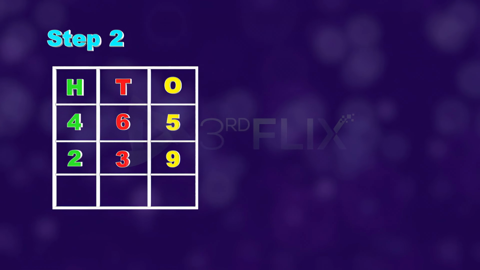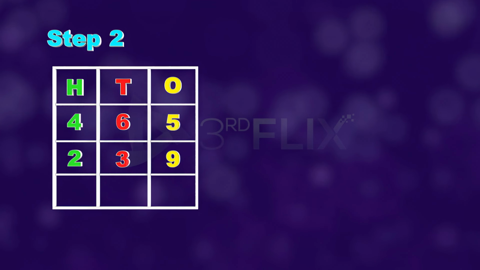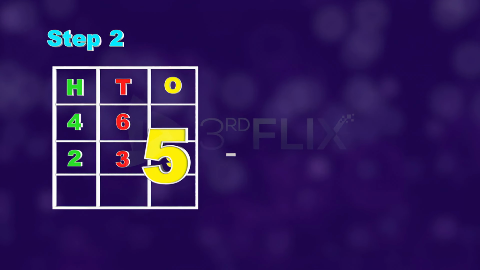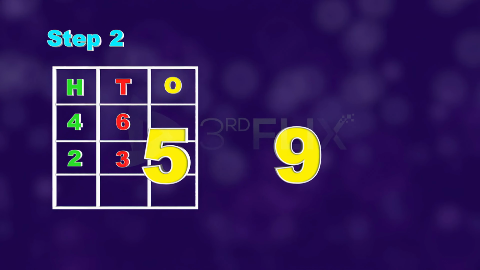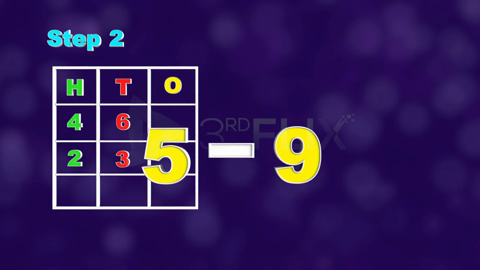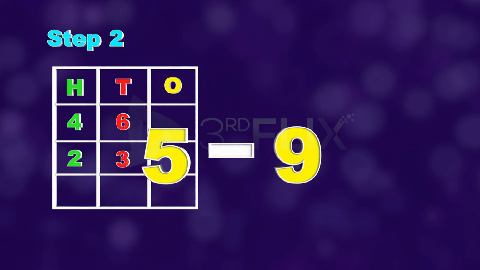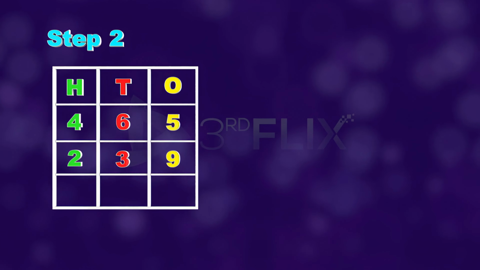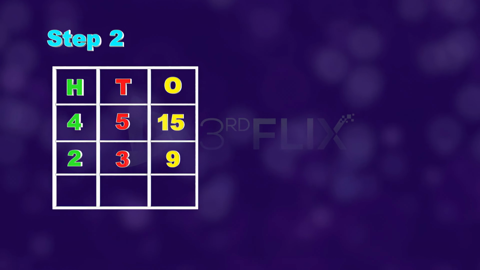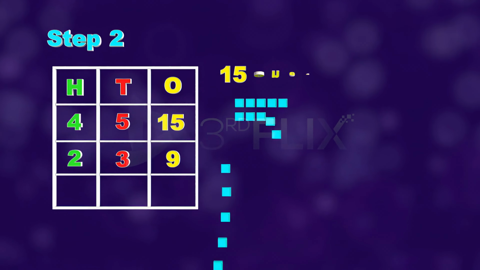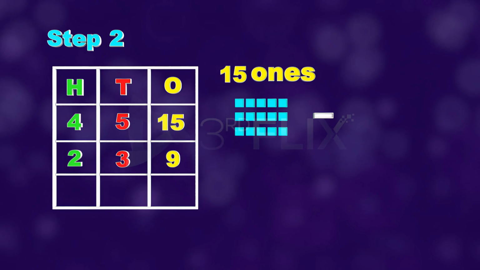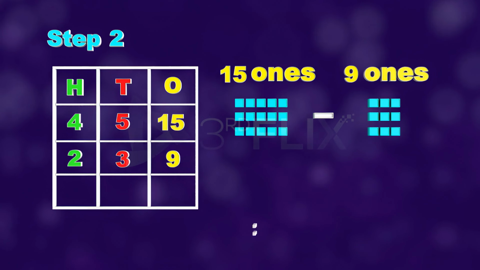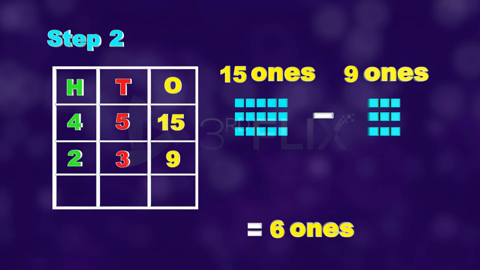Step 2. Subtract the ones. Since 5 is less than 9, we can't subtract 9 ones from 5 ones. So, we regroup 1 ten to 10 ones. 15 ones minus 9 ones is equal to 6 ones.